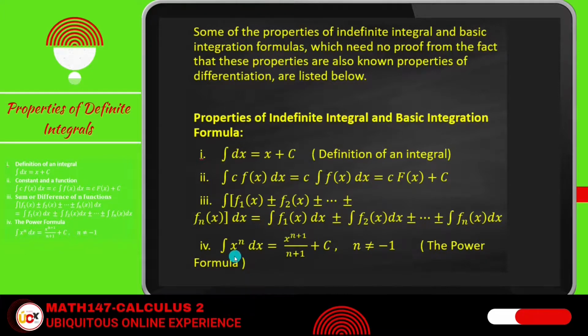The power formula is of the form integral of x to the n dx, and this is equal to x to the n plus 1 over n plus 1 plus the constant c, provided that the value of n is not equal to negative 1. You can easily apply this by increasing the exponent by 1. So you have x raised to n plus 1 divided by n plus 1 plus the constant c.